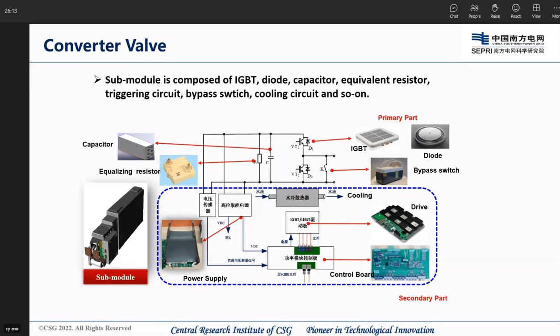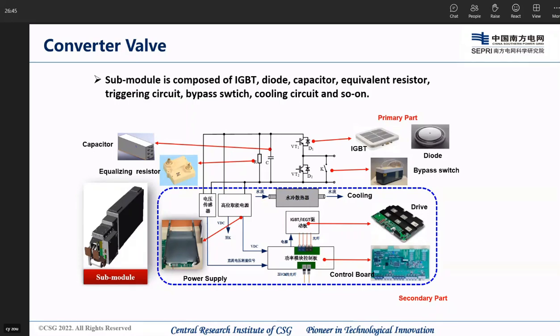To trigger the IGBT, we need a trigger system, the control board in MMC. We put all these secondary elements in one submodule, and they are energized by the capacitor voltage. So we avoid energizing the power module from a low level, which would be quite expensive.